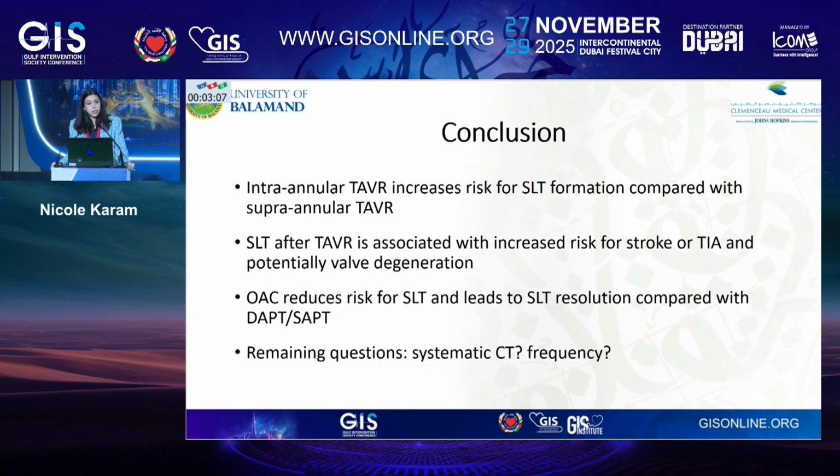So in conclusion, if we want to summarize what the real risk factors for HALT are, the reality is that intra-annular valves are the major predictors. SLT, after it has happened, can lead to stroke and TIA and potentially valve degeneration. Oral anticoagulants can reduce the risk of its occurrence, but also once it has occurred, they can lead to SLT resolution. But we have remaining questions.